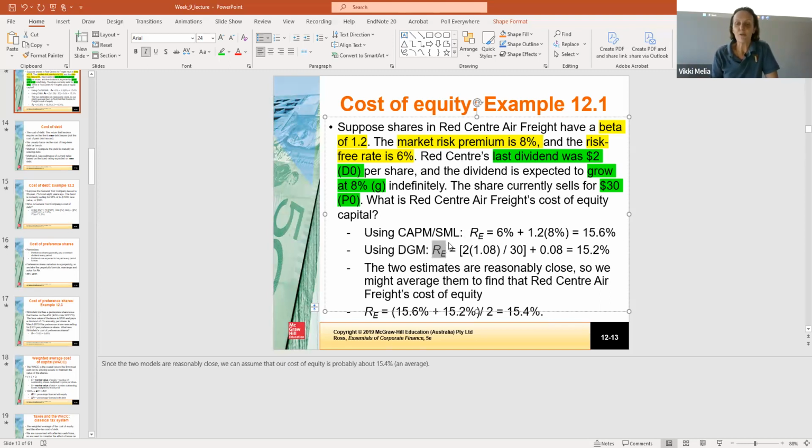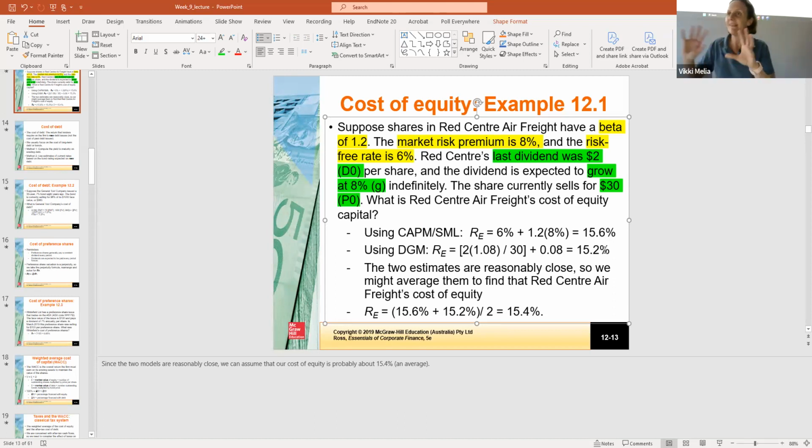Using the dividend growth model, we had D0. So D0 is $2 multiplied by 1 plus G, G is 8%, divided by P0, P0 is 30, plus G. So using the dividend growth model, the cost of equity is 15.2%. And as it says here, they're actually fairly similar, 15.6 and 15.2.